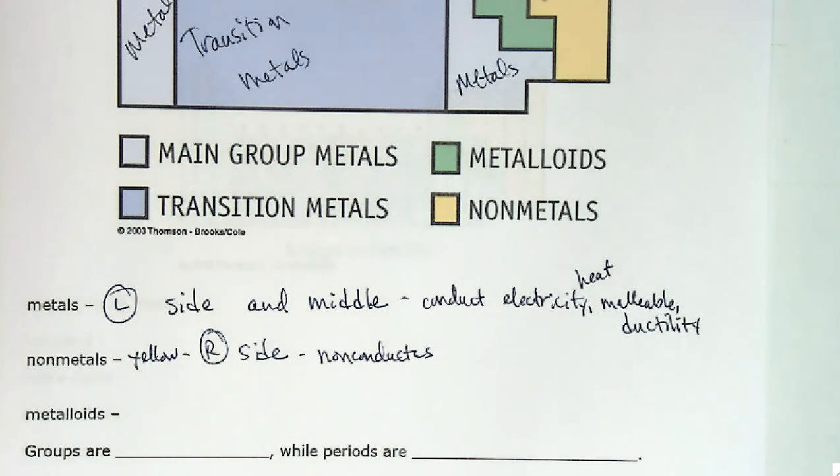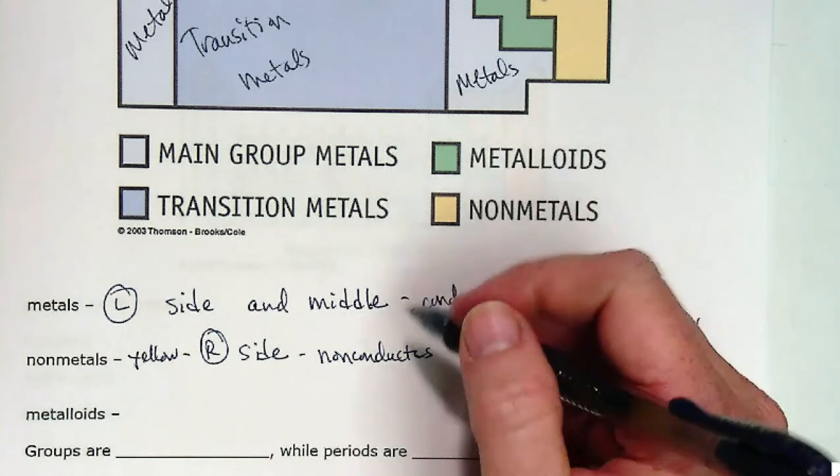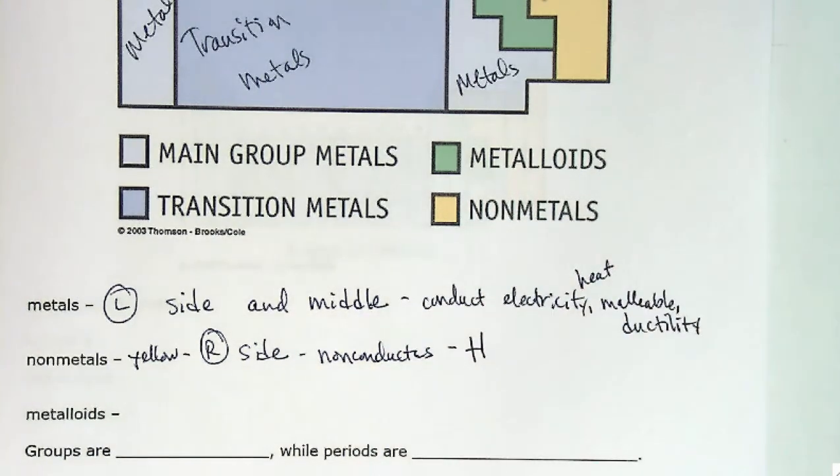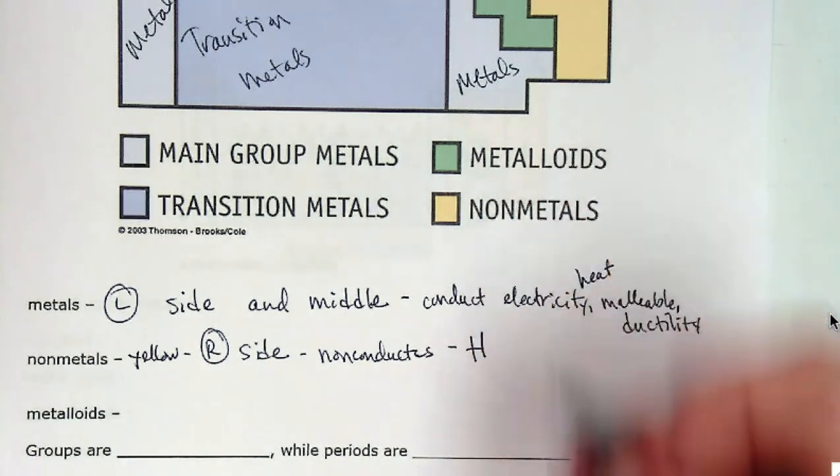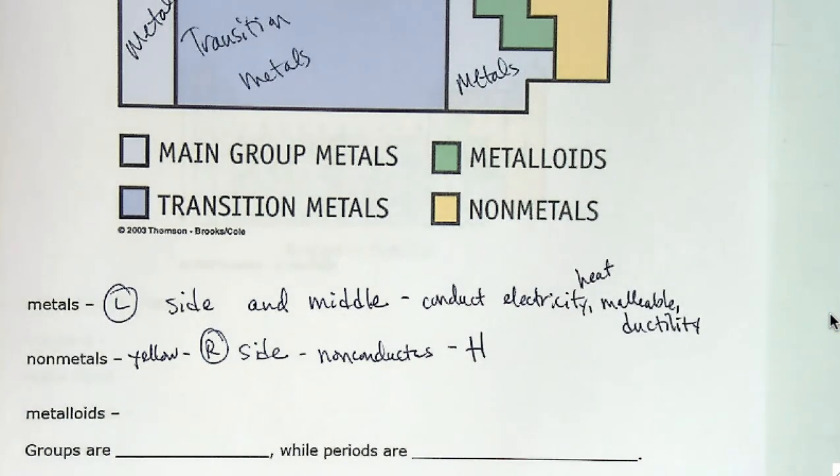So it's important to point out here that hydrogen is a non-metal as well. Other examples of nonmetals would be oxygen, fluorine, chlorine, neon, argon. We'll talk about them more coming up in this lecture.